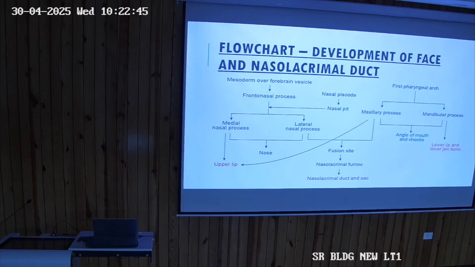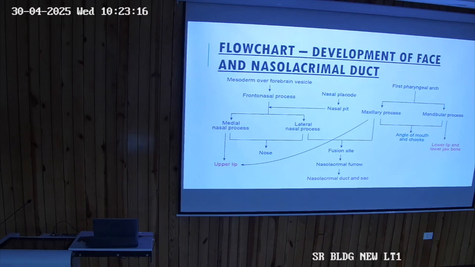On the sides of the frontonasal process we have nasal placodes which form nasal pits, forming the medial nasal process and lateral nasal process. The medial nasal processes fuse with each other and form the central part of the upper lip. Lateral nasal process and medial nasal process form the external nose. Medial nasal process is going to form the dorsum and tip of the nose. Lateral nasal process is going to form the ala of the nose, the side of the nose.